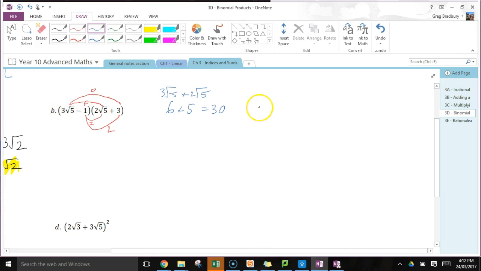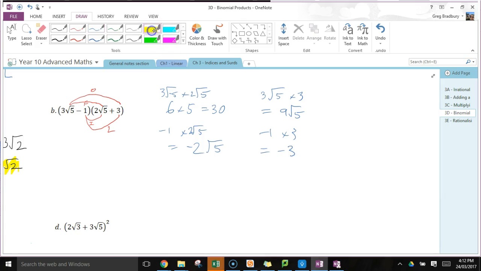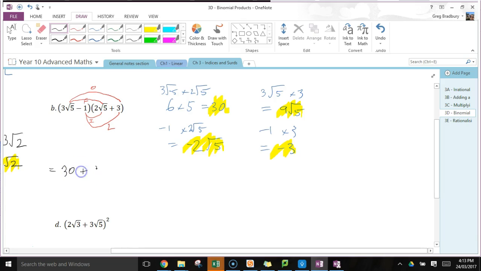Our outer is 3 root 5 times 3, which is equal to 9 root 5. Our inners are negative 1 times 2 root 5, which is negative 2 root 5. And the last one there is negative 1 times 3, which is equal to negative 3. Okay, so there are our 4 terms: 30, 9 root 5, negative 2 root 5, and negative 3. So let's put all those together as one expression. By the way, if any of these are positive, you put a plus in front of them in the end expression.